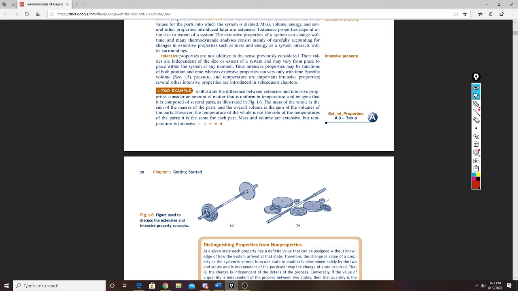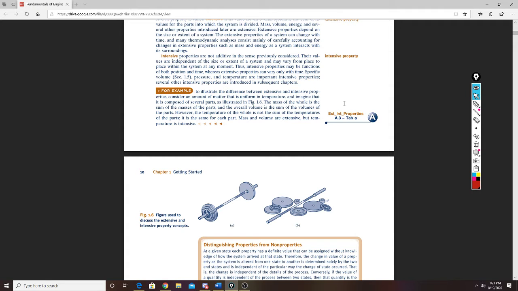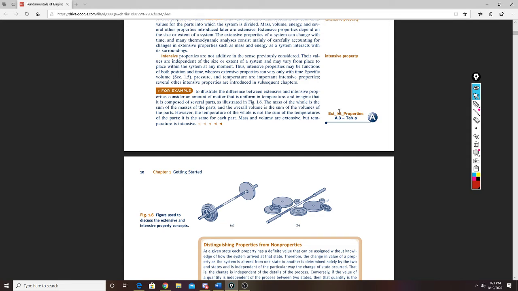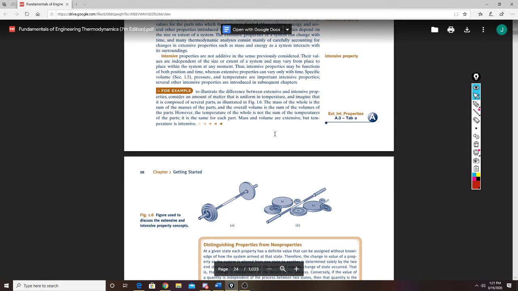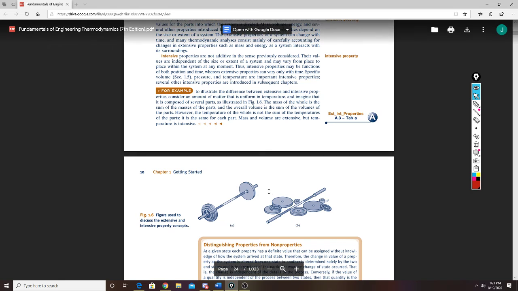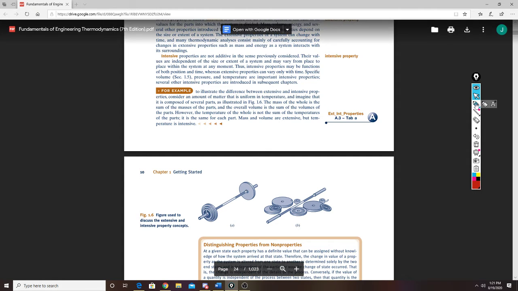So the mass of the whole is the sum of the mass of its parts, right? And the overall volume is the sum of the volumes of the parts. However, the temperature of the whole is not the sum of the temperature of its parts. It is the same for each part. Mass and volume are extensive, but temperature is intensive. So essentially what they are saying is that mass and volume here, if you took all of these weights and put them on a scale, they would equal the same, right? Would you agree? They would equal the same.